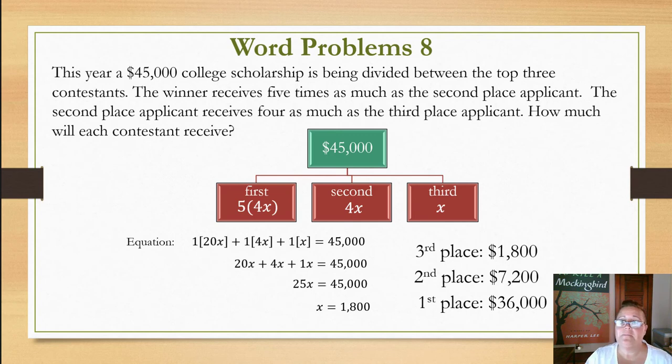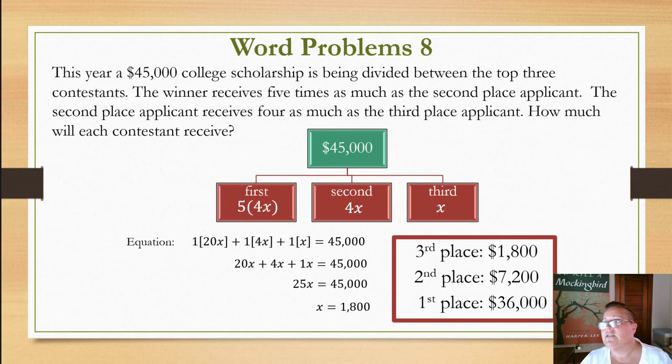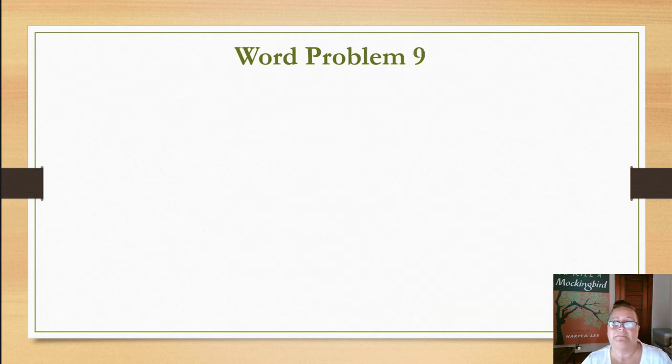Okay, so I was supposed to determine how much each contestant will receive, and I've done that. I have the first place, second place, and the third place. So this is my final answer. Good? Okay. Problem 9 tweaks this a little bit.